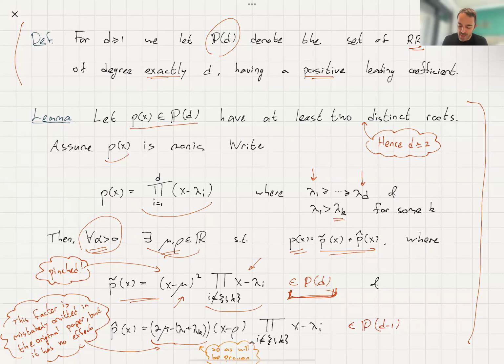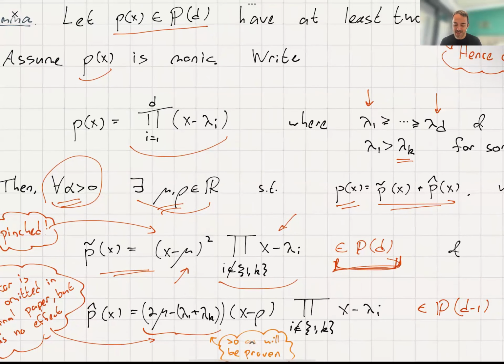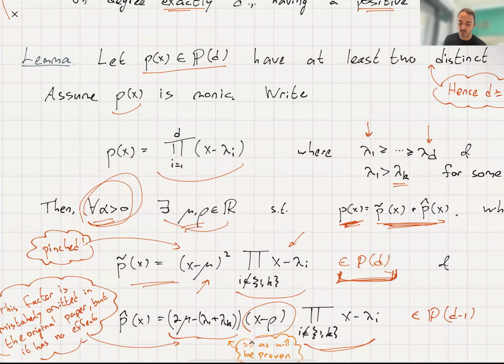And what's P hat? P hat is also going to be simpler, in a different way. It's going to be of degree d minus 1, okay? P tilde was not a degree d minus 1 polynomial. You cannot expect, of course, to write a degree d polynomial as the sum of two degree d minus 1 polynomials, so the degree d part is in P tilde. And P hat, like P tilde, has all the roots that P has, but you remove one instance of lambda 1 and one instance of lambda k, and you replace them with this new root rho, right? So again, for every alpha, I promised you a mu and a rho.